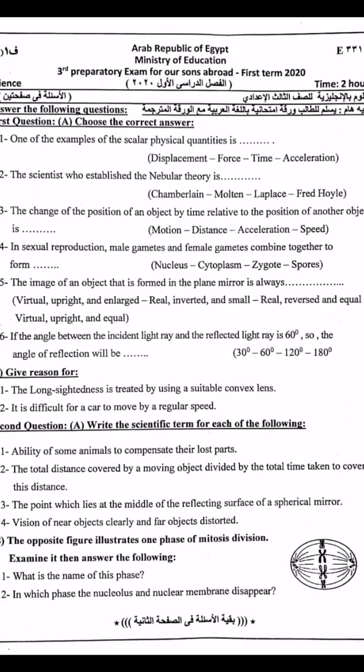Number 5, the image of an object that is formed in plane mirror is always virtual upright and enlarged, real inverted and small, real reversed and equal, virtual upright and equal. The answer is the image of an object that is formed by a plane mirror is always virtual upright and equal.